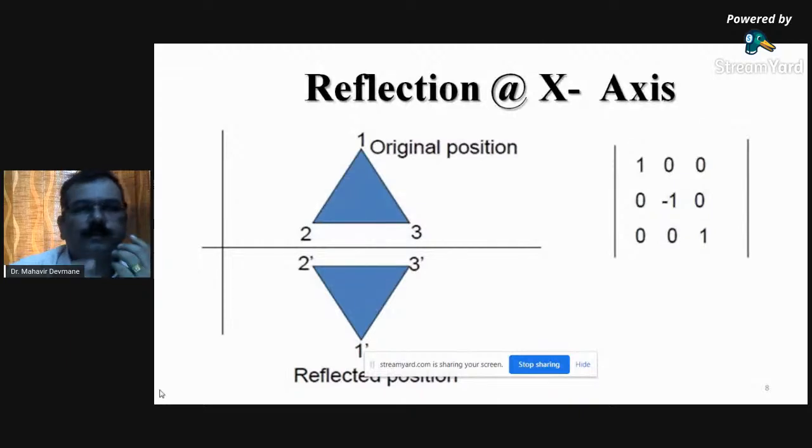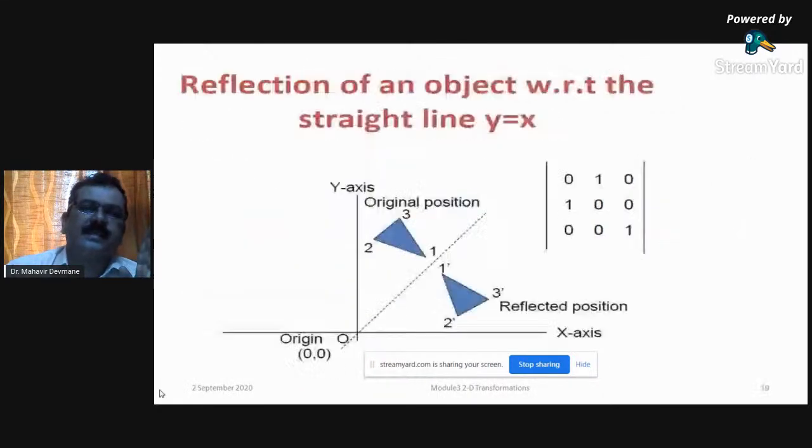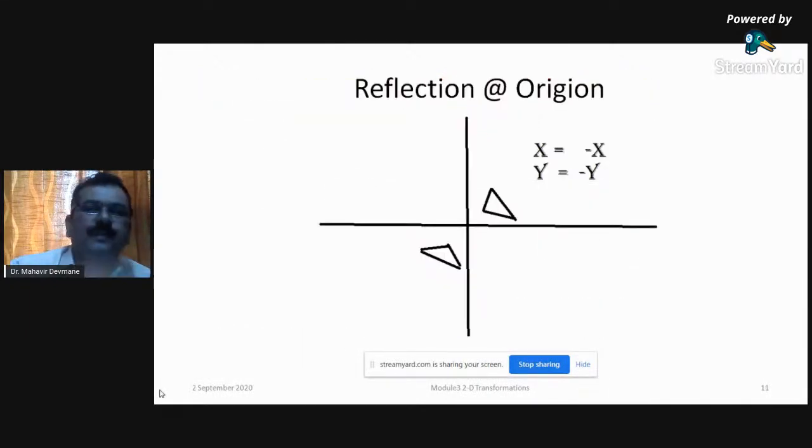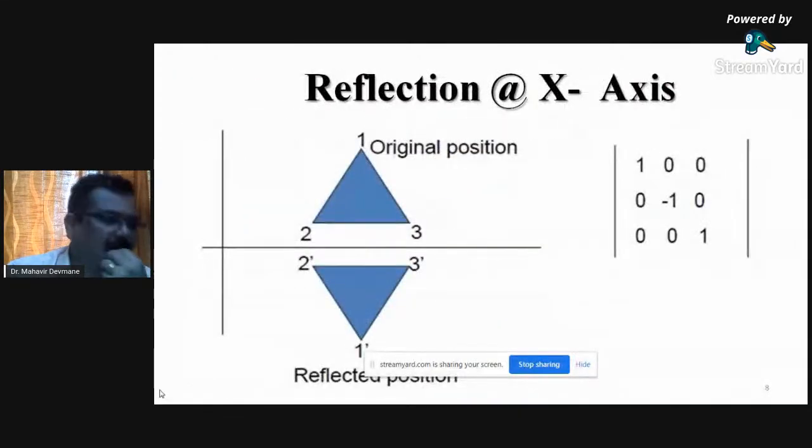So a reflection is normally done in a two-dimensional plane. We can perform the reflection with reference to the x-axis, that is the horizontal axis. We can perform the reflection with reference to the y-axis. Similarly, reflection of the object with reference to the y equal to x line, and reflection with reference to the origin. Such kind of cases we are going to see in this reflection part, right?